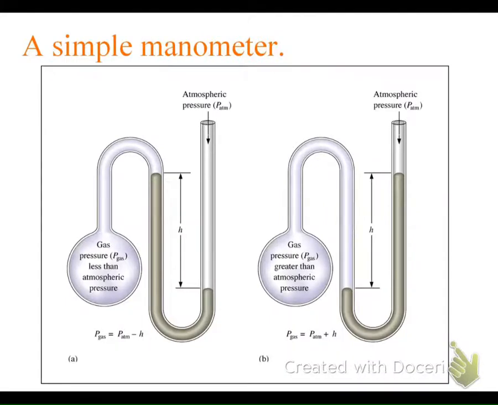A manometer is a way to measure an unknown gas pressure inside of a container. So that's really important. It's a way to measure an unknown gas pressure inside a container. So here, if the gas pressure is less than the atmosphere, we know that it's the pressure of the atmosphere minus the height of H. If it's more, it's the pressure of the atmosphere plus the height of H.